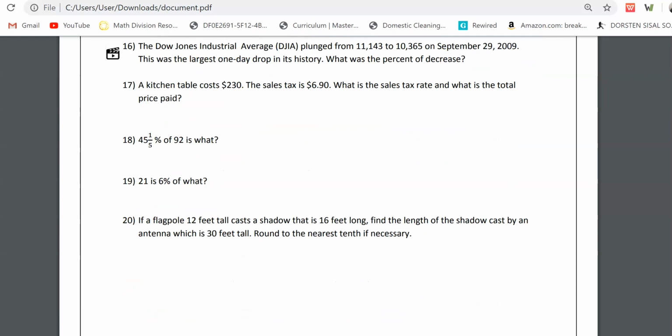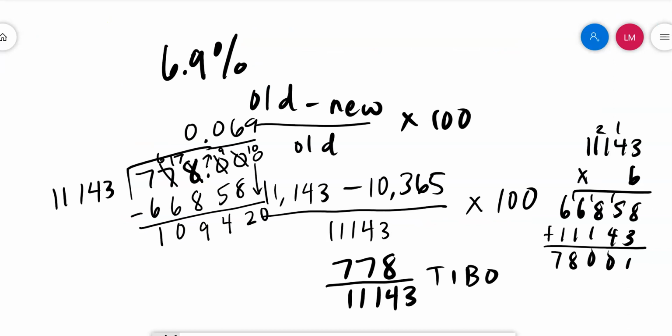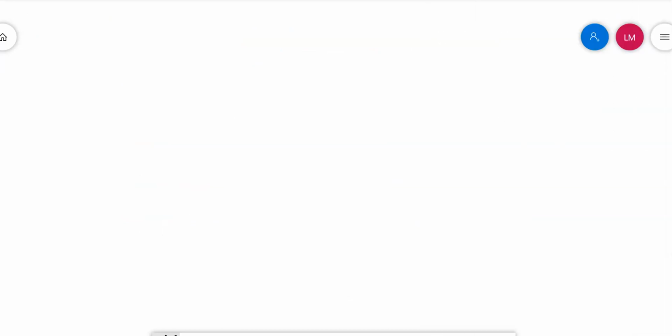And then I'm going to let you guys try 17, and 19 should be fine. Again, it's is over of. 18 is easy. That's the is over of. Let's do 20 just because the shadow one I asked you to do, so I'm going to do another one that's like the shadow just to make sure.